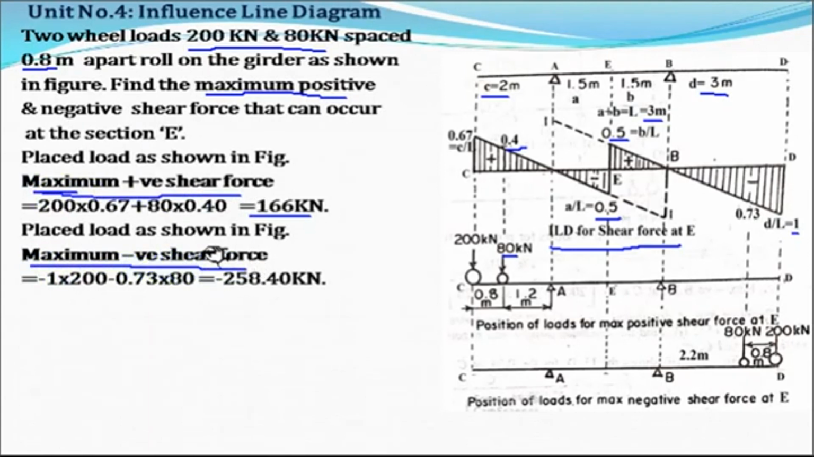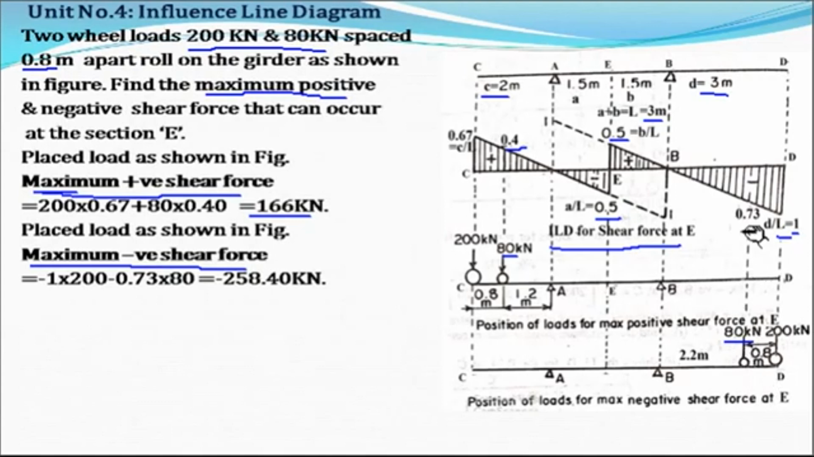Now if you see here, this is the diagram on the negative side, whereas this is the second diagram of the shear force on the negative side. If you observe the ordinate, here the ordinate is 0.5, whereas here the ordinate is 1. As we know, below the point load the ordinate should be maximum. So the 200 kilonewton load should be placed at point D, and at 0.8 meter the second point load or wheel load of 80 kilonewton is placed.